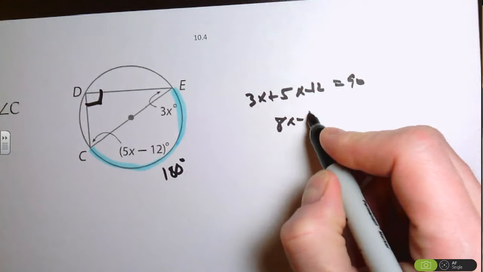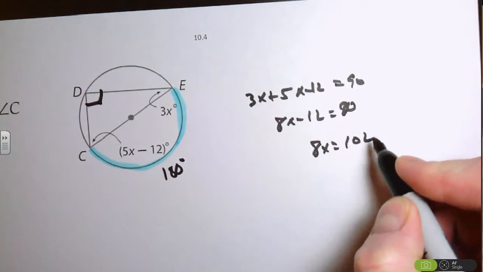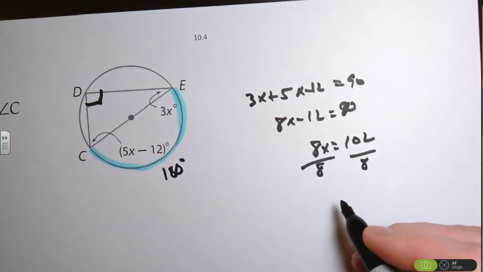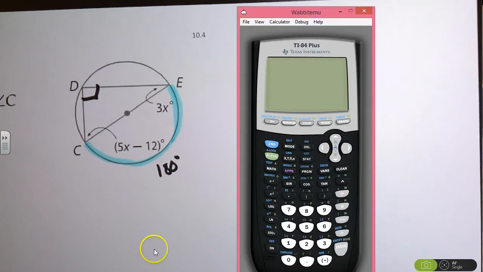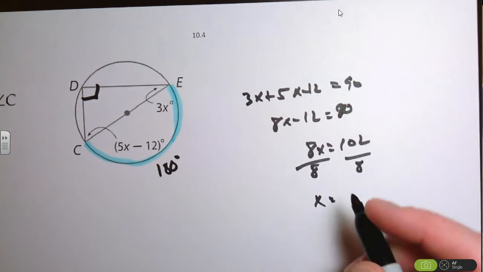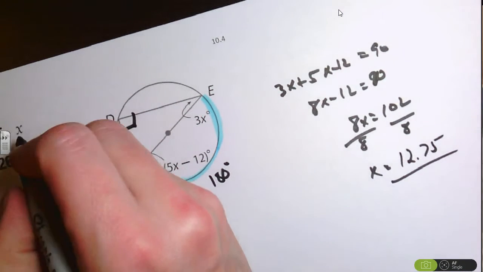So you get 8x minus 12 equals 90. Add 12, 8x equals 102. Divide by 8. That ends up becoming, I don't know, 51 over 4. It's going to be like 15.25 or something. So let's do here 102 divided by 8. 12.75. I was way off. Okay. So that's x, 12.75.